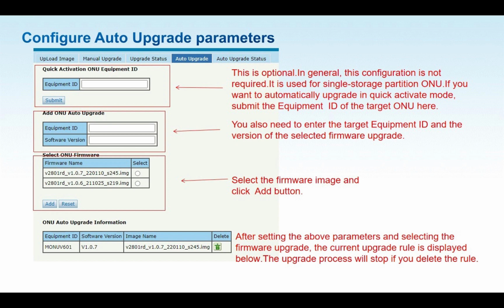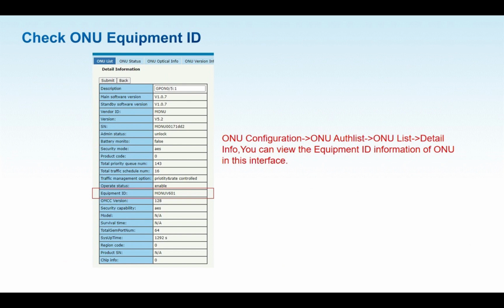After setting the above parameters and selecting the firmware upgrade, the current upgrade rule is displayed below. The upgrade process will stop if you delete the rule. You can view the equipment ID information of ONU in this interface.